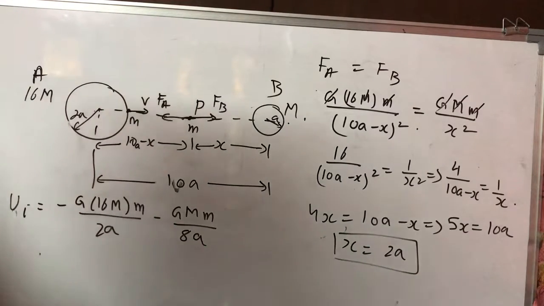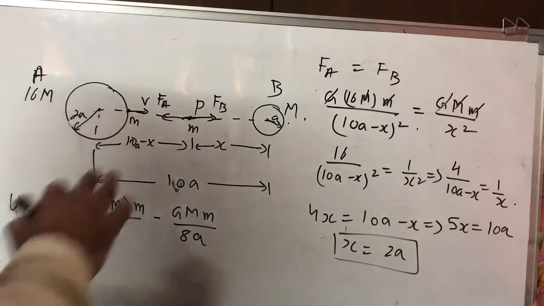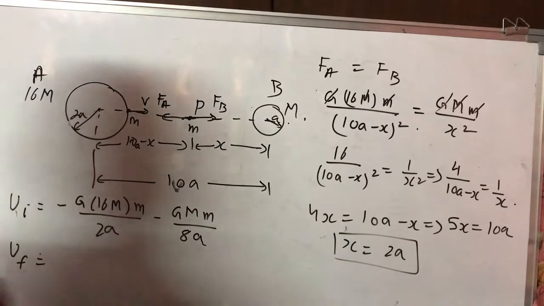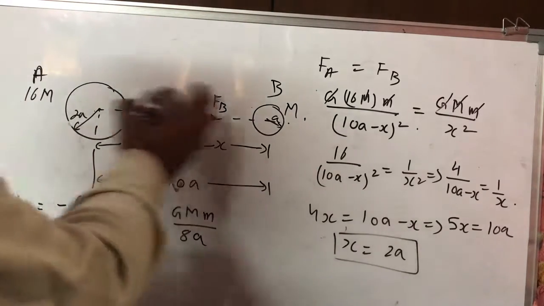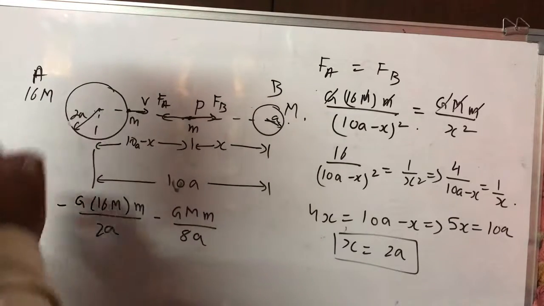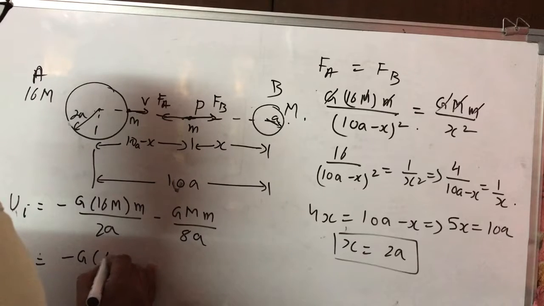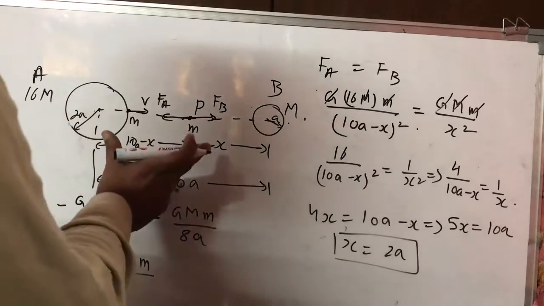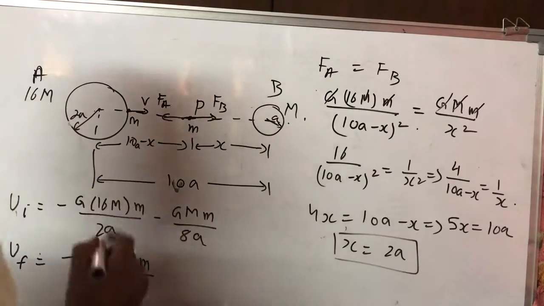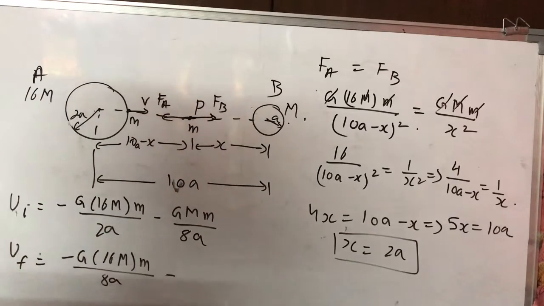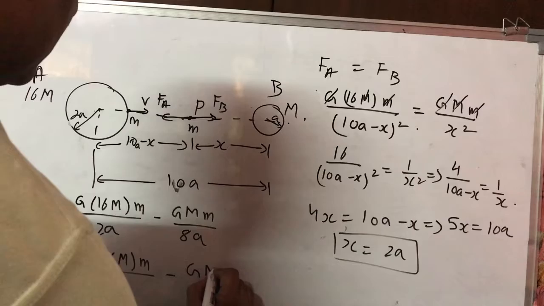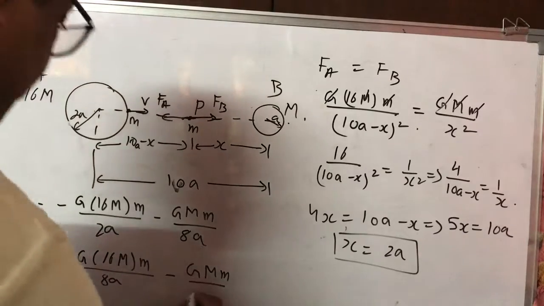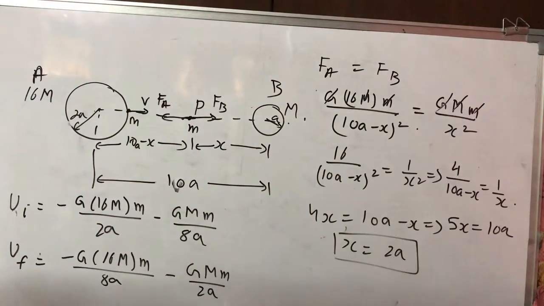Now let us work out the gravitational potential energy of mass small m with respect to both the stars when it is at point P. Let us call it UF, the final potential energy when it reaches point P. With respect to both the stars, it will be equal to the potential energy due to 16m, minus G into 16m into small m divided by 8a, since this distance we have calculated as 8a, minus G into capital M into small m divided by 2a, since this distance we have calculated as 2a. So this is the final potential energy.